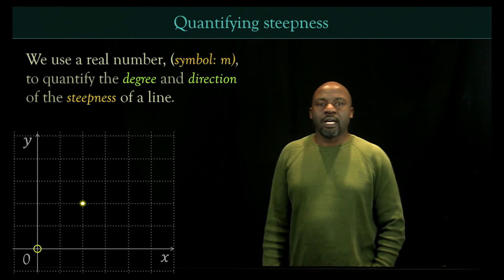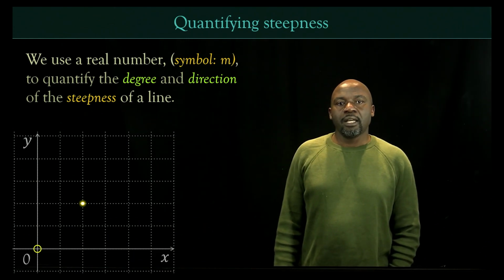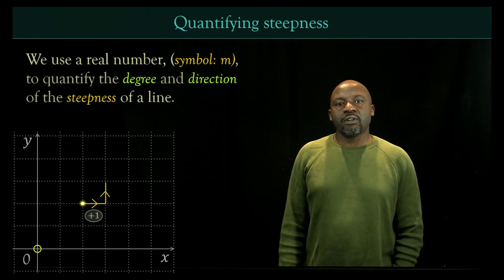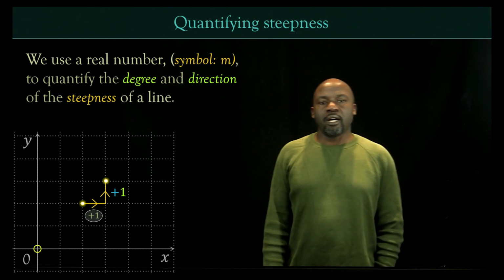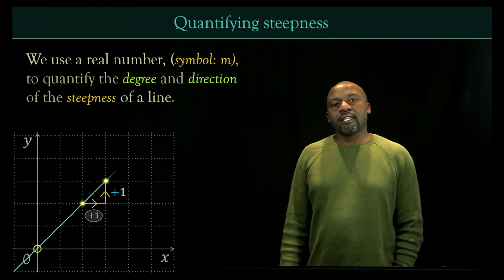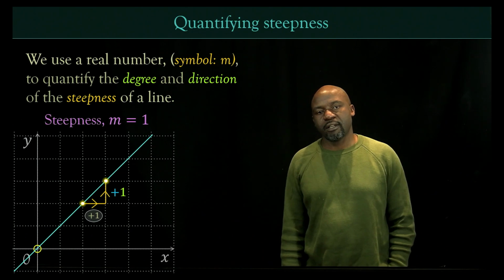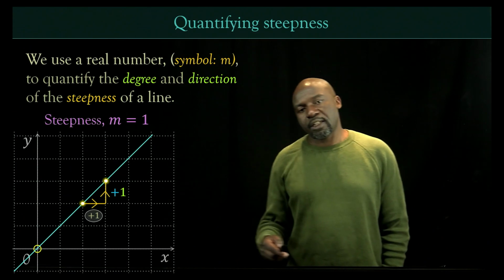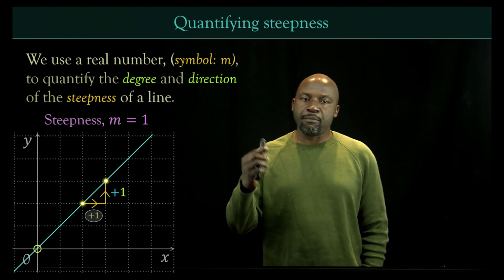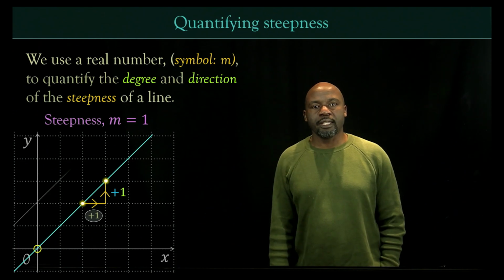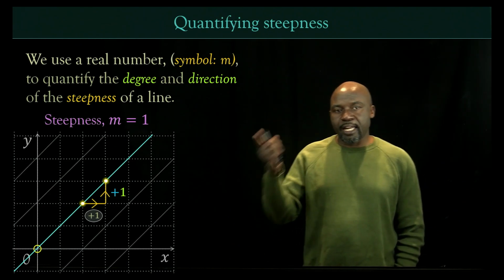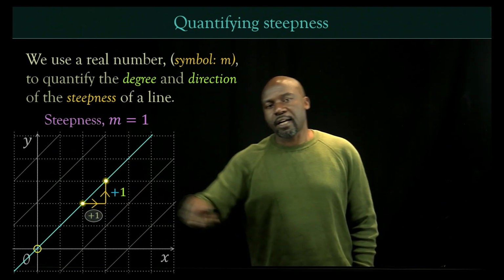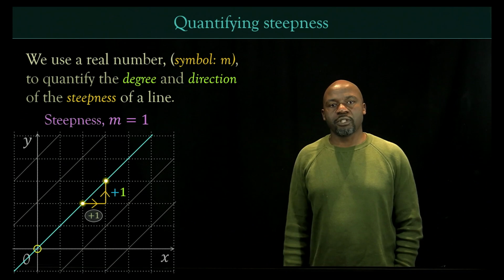Here's another example, a line with a different kind of steepness. In this case, moving 1 step in the positive direction results in only 1 step in the y direction, and we say that this line has a steepness value of positive 1. Positive again, because as we move towards the right, the line is climbing. Here's another example. Of course, any other line that is parallel to this line will obey the same rule, and so all those lines have the same steepness of positive 1.